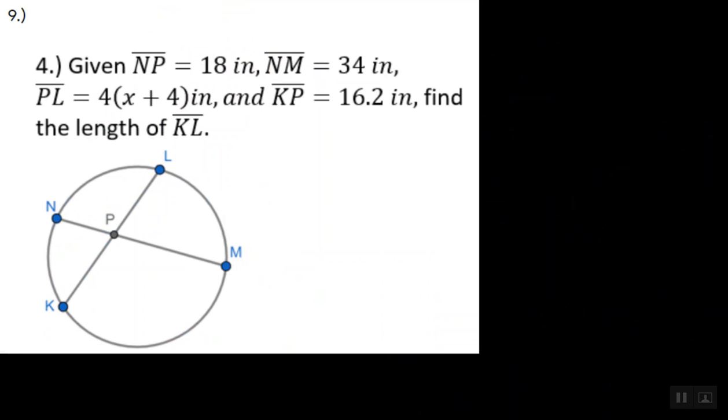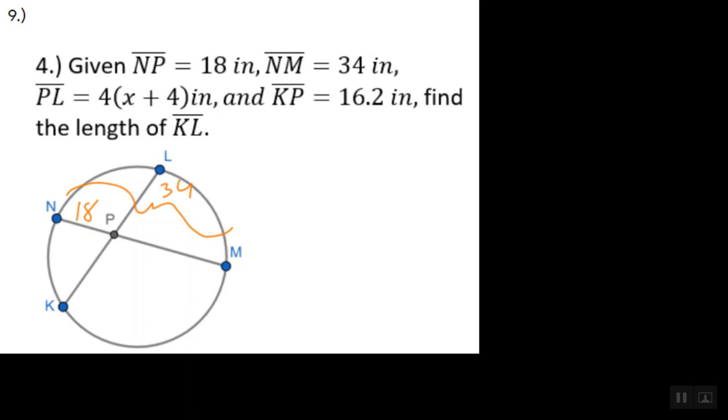All right, problem number 9 says given NP is equal to 18. Let's see, NP is equal to 18, and NM is equal to 34. So I want you all to notice this is the very first thing that's making this problem a little bit more difficult than you're used to. Rather than giving you NP and PM, I'm giving you the whole thing.